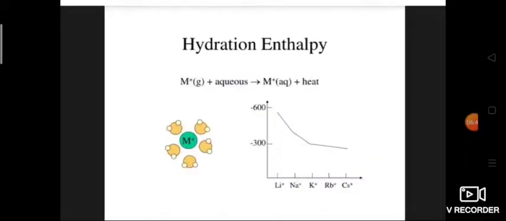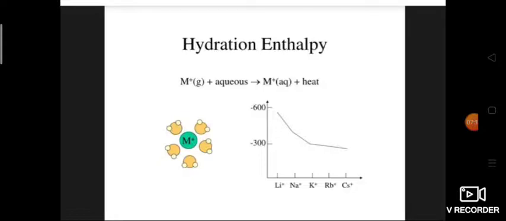Hydration enthalpy. The amount of energy released when 1 mole of gaseous ions combines with water to form hydrated ions is called hydration enthalpy.